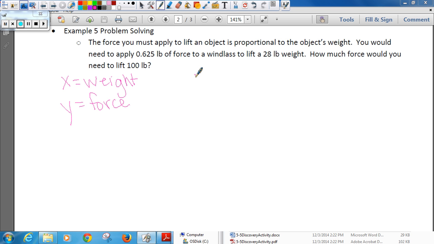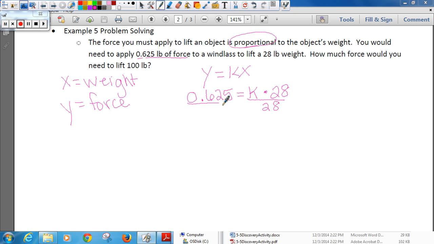And it says it varies proportionally with it. So that means directly, y equals kx. And it says here's the amount of force. So force is my y. So I plug that in for y. 0.625 is equal to k, which is what I'm trying to figure out, times my x, which is my weight, which is 28 pounds. So I'm trying to find my direct variation equation. So I need to solve for k.